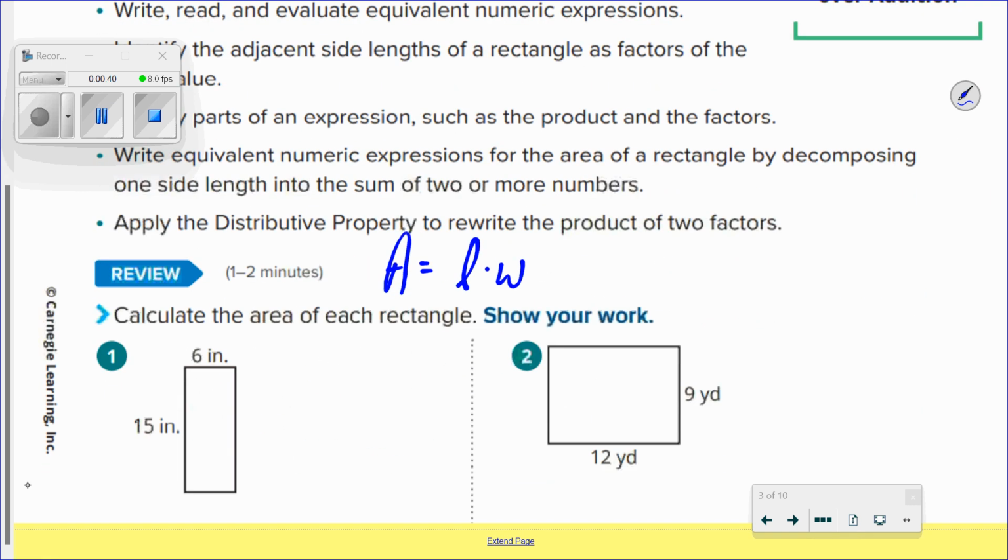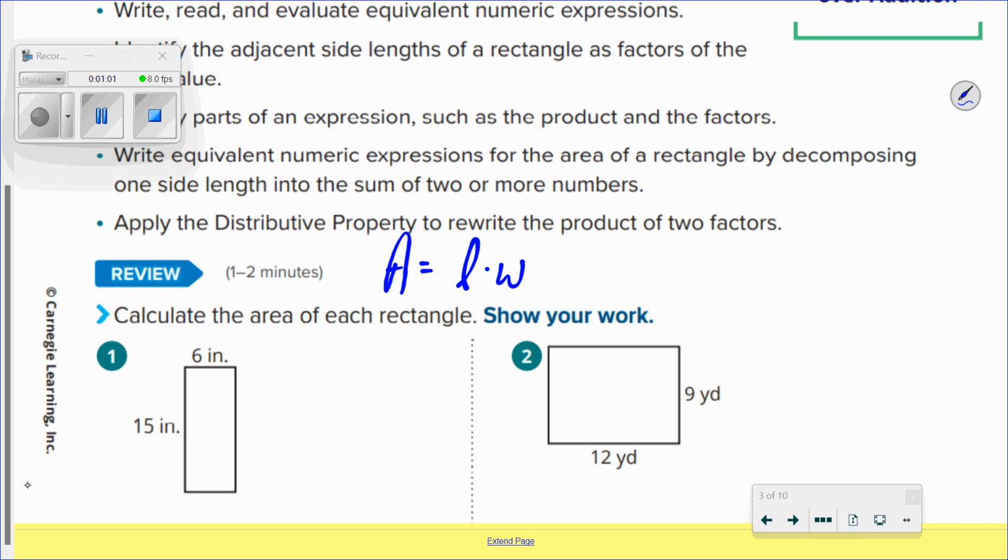Our first review piece is going to be finding the area of each of these two rectangles. So hope you all know, but in case you didn't, the area formula for a rectangle is just length times width. Now, one thing I always like to do, especially when I'm doing any types of these formulas, is go ahead and identify on my figure what they are.